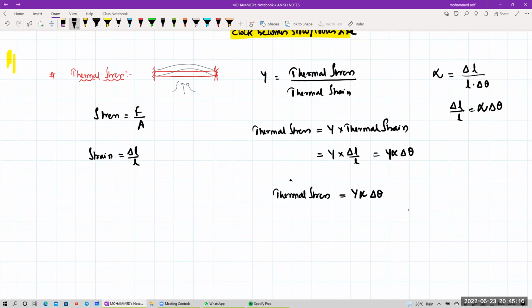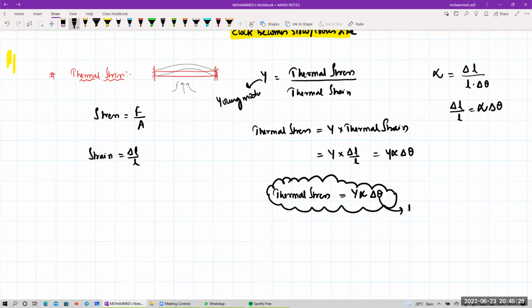Delta theta is the temperature difference. Y is known as Young's modulus. And delta theta is your temperature difference. Clear? So when a rod is fixed between two fixed walls, the thermal stress developed in the rod is given by the formula Y into alpha into delta theta.